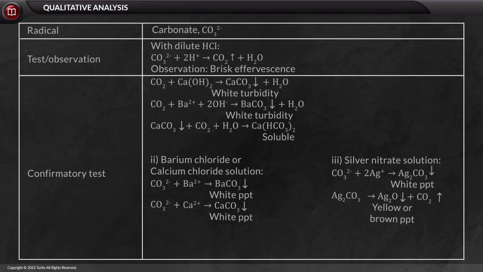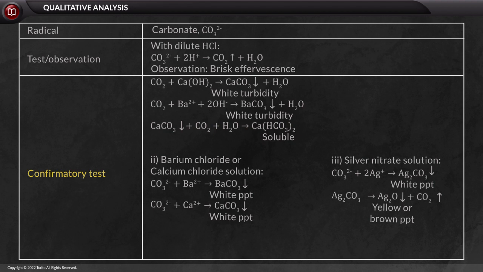Now, let us analyze the anionic radicals first. First is the carbonate, which in reaction with dilute HCl evolves CO2 gas, and a brisk effervescence can be observed. When the carbon dioxide thus released is passed through slaked lime or baryta water, it turns milky. In the case of slaked lime, on excess passage of CO2, it again becomes colorless, as the formed calcium bicarbonate is soluble in water.